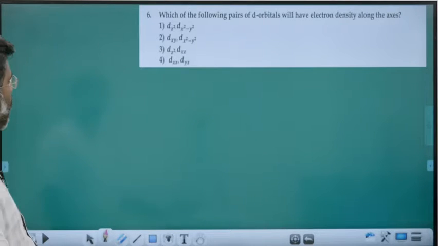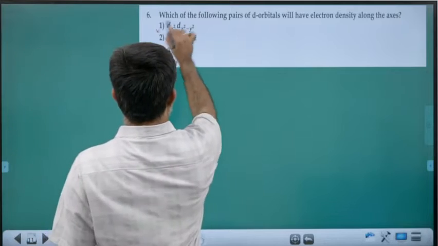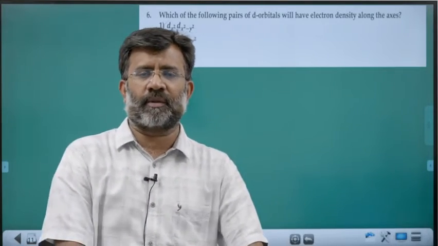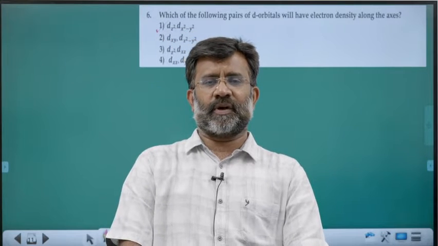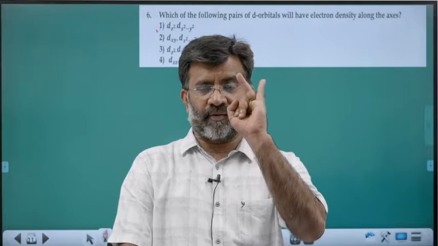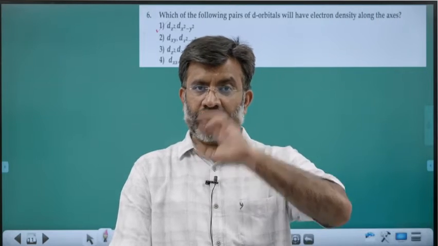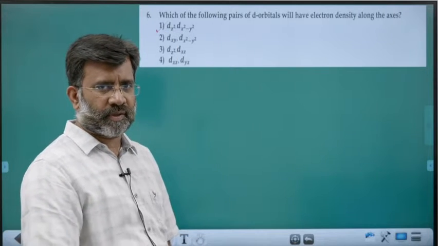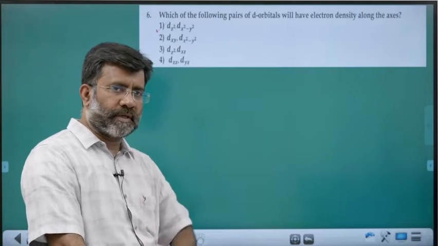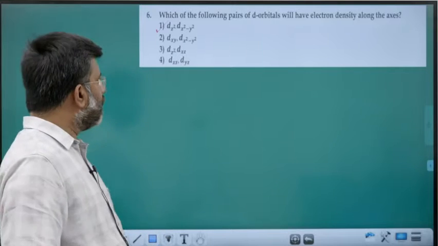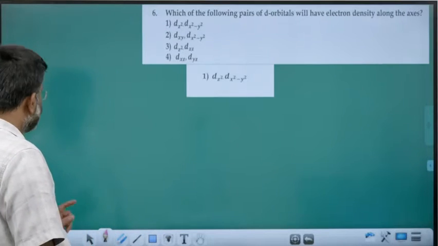Electron density along the axis: dz square, dx square minus y square, while dxy, dyz, dxz are bisecting the axis, right? Go through the diagrammatic representation, orbital angular momentum diagram for the d orbitals.